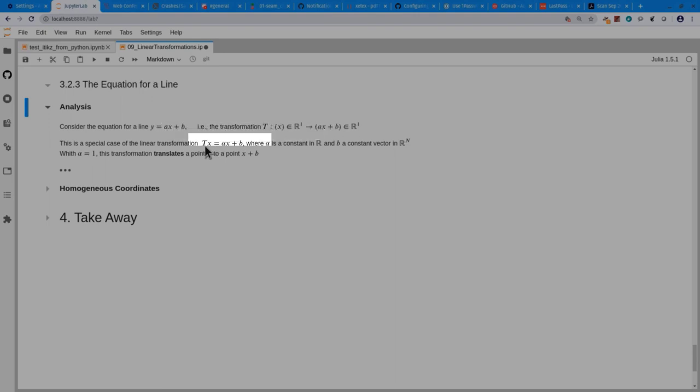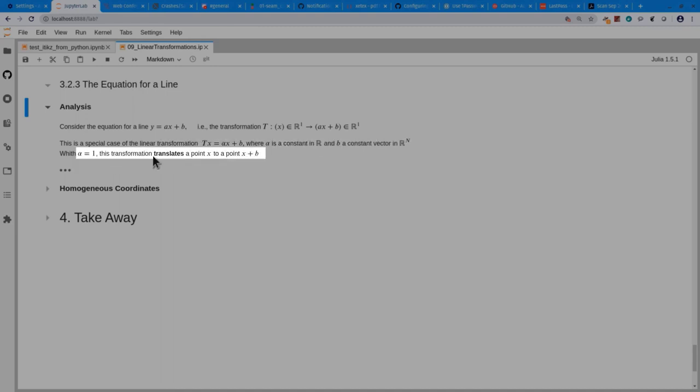I can make it a little bit more general. I can say a transformation T applied to x could be some constant alpha times x plus a vector b. And therefore, alpha is a constant in R, and that vector b is whatever size vector we have for x, let's say Rn.